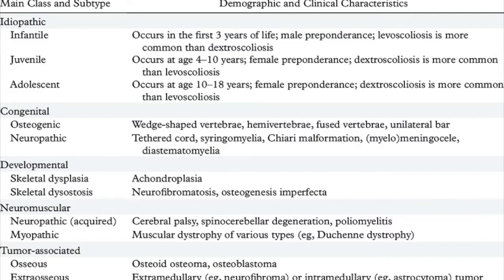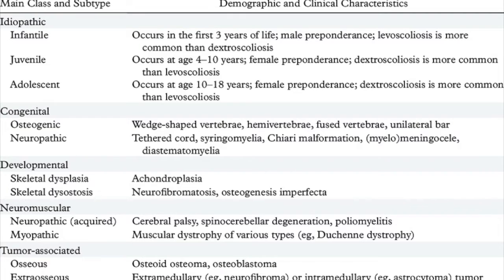In terms of the causes, the vast majority of scoliosis is of an unknown cause. It's termed idiopathic, and that accounts for about 80% of scoliosis, though there is some recent research to suggest that it has a genetic link.